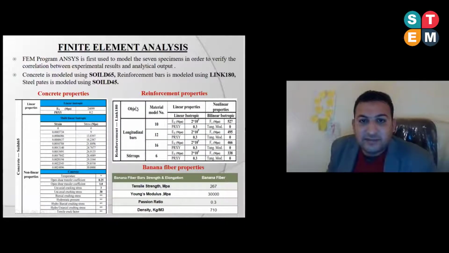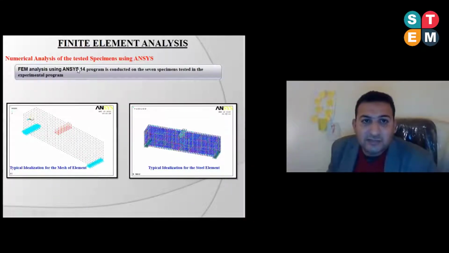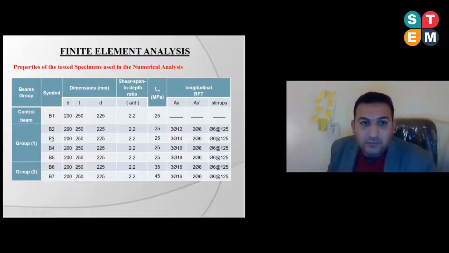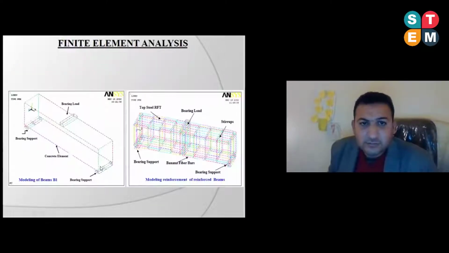This is the finite element analysis that we use. We use the ANSYS 14 program to study these parameters: beam 1, beam 2, beam 3 to beam 7, and this is B and T, the width and the total depth of the beam, the shear span to depth ratio, the grade of the concrete, longitudinal bars AS and AS dash with stirrups. And this is the bearing load, and this is the concrete, the steel bars and the banana fiber bars.